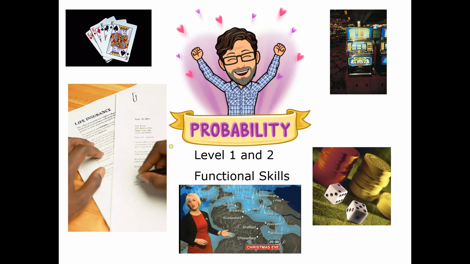This lesson is aimed at people studying functional skills at level 1 and 2. I'm sure you know something about probability already. It's used in lots of different areas of life, as I've tried to show in these pictures. So it's used in games. Most games have some element of chance in them, and you can work out your chance using probability.